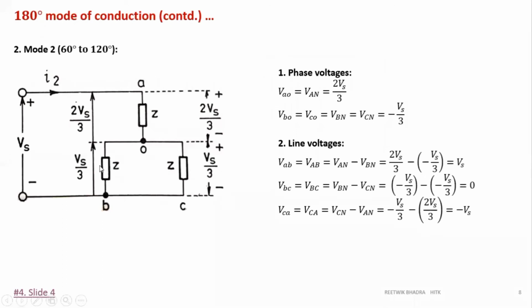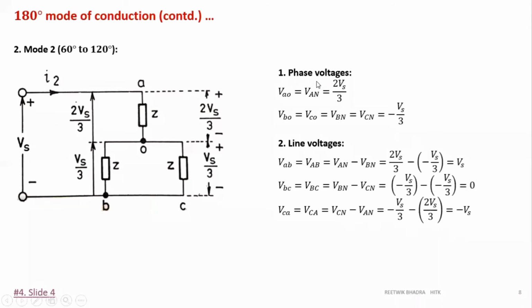So A positive, two impedances connected to negative. As my conclusion is taken, one impedance connected, what will be my voltage? 2 Vs by 3. So VAN will be 2 Vs by 3. Two impedances connected in parallel, what will be my voltage? Vs by 3. Since B and C are connected to negative, it will be minus Vs by 3. Since A is connected to positive, it will be plus 2 Vs by 3. So what will be VAB? It will be again VAN minus VBN. You can do all these calculations; I have done it here. 2 Vs by 3 minus of minus Vs by 3 will give you Vs. So you will get values like this.